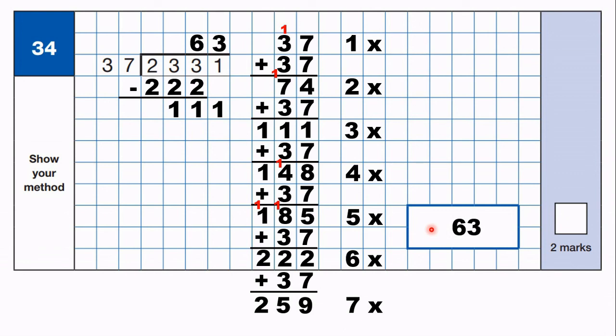Now that took us a long time, but we could have saved time if, as soon as we worked out 3 times, we doubled to find 6 times. If 3 times is 111, we know straight away that 6 times must be 222, and that would have saved us a lot of time, because we didn't need to know 4 times or 5 times to work out the answer. So, for these long division questions, try to find shortcuts, especially if you find that you're running out of time towards the end of the paper.